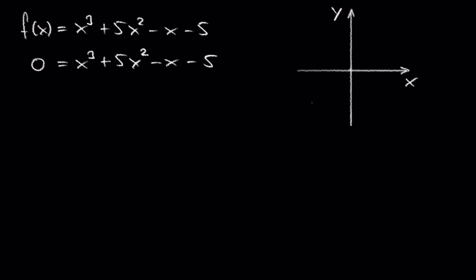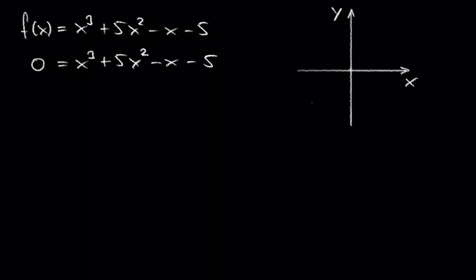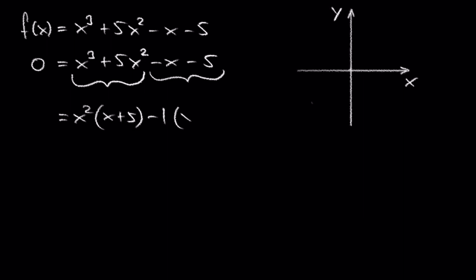One question to start could be, what do these terms or some of these terms have in common? Let's try factoring out x squared from the first two terms and factoring out -1 from the second two terms. So we get x squared times (x plus 5) minus 1 times (x plus 5). We see that x plus 5 is a common factor. So let's factor x plus 5 out and we get (x plus 5) times (x squared minus 1).